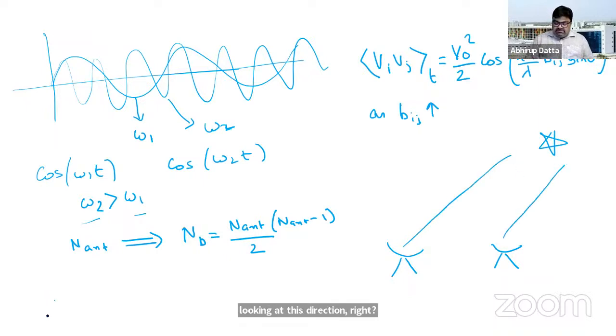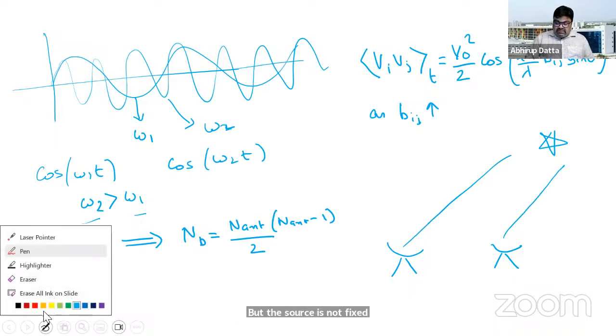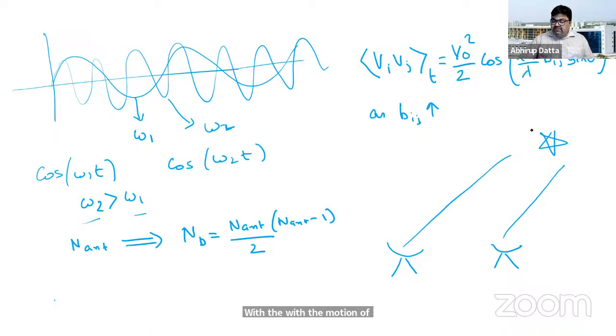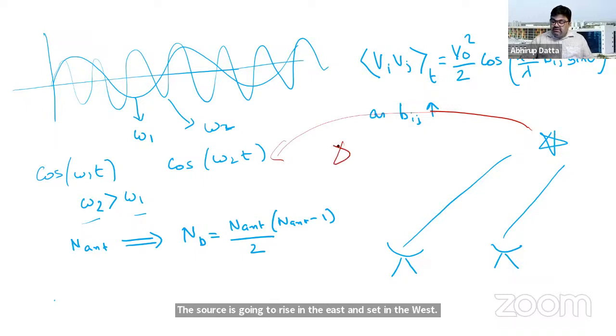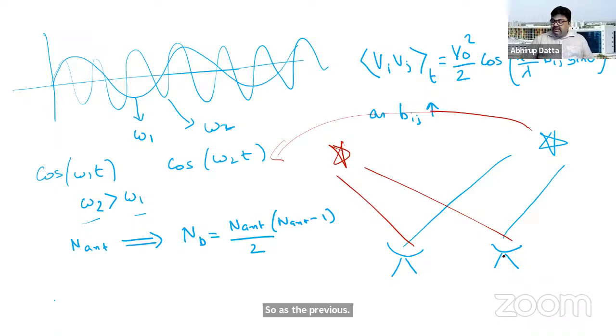But the source is not fixed. With the rotation of the Earth, the source is going to rise in the east and set in the west. So at some point, the source will appear in this direction. Then the antenna will be looking in this direction. As in this blue case, it was appearing first in antenna number 2 and then in antenna number 1. So it appeared here first, then this one. But in the case of right now, it will appear in 1 earlier than 2.